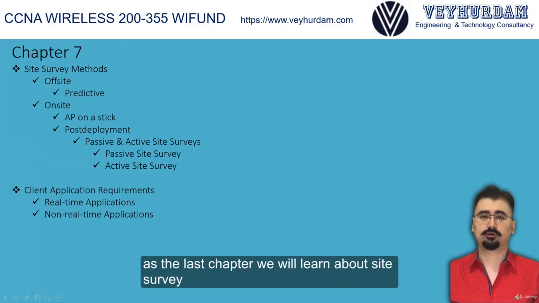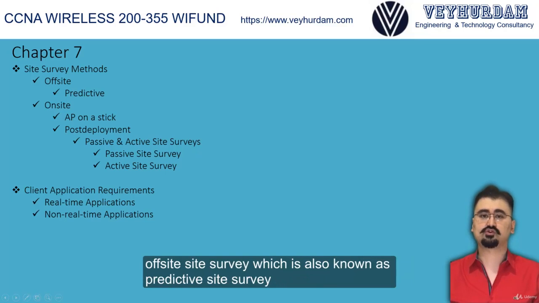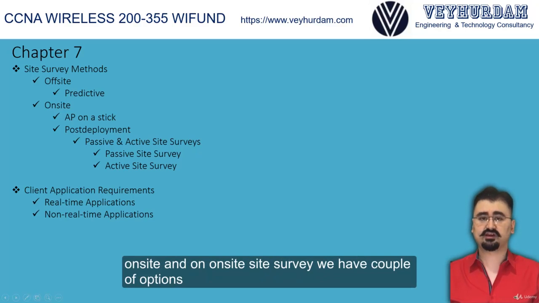As the last chapter, we will learn about site survey. In this chapter, we will be talking about different site survey methods. One of them is off-site site survey, which is also known as predictive site survey. The other method is on-site. And on on-site site survey, we have a couple of options.